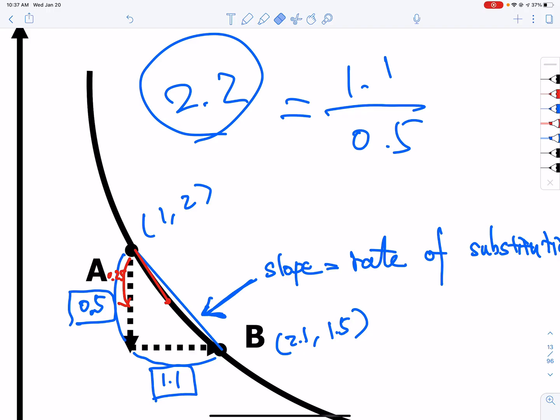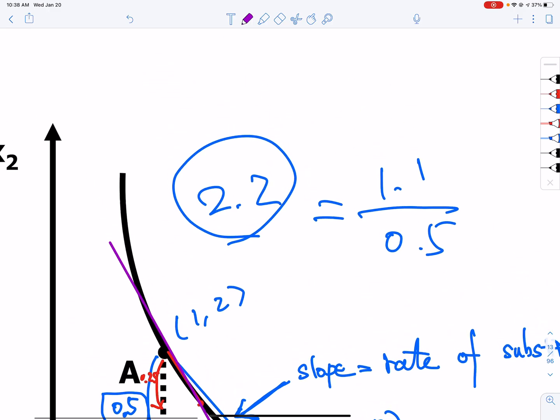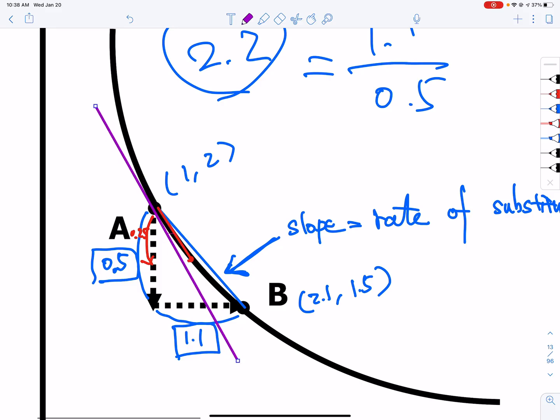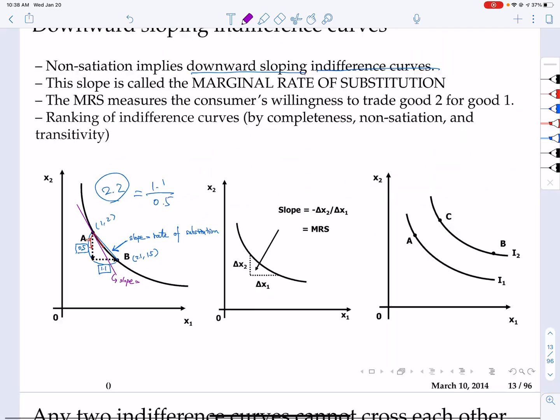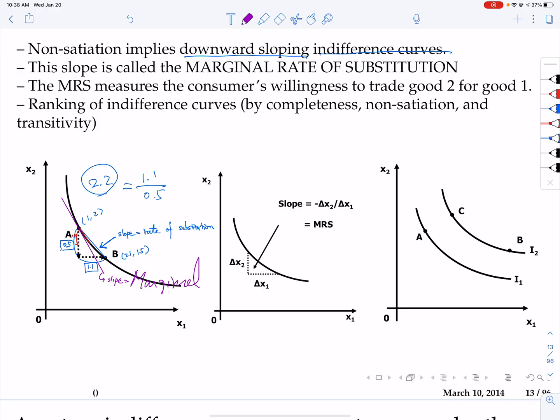So here, instead of this different slope for everywhere, we are going to use one particular slope, that is the slope of the tangent line passing through 1, 2. So this purple line is a tangent line at point A, right? And we're going to call the slope of this one the marginal rate of substitution. Okay, so the difference is only this extra word marginal. So instead of rate of substitution, we're going to define marginal rate of substitution.